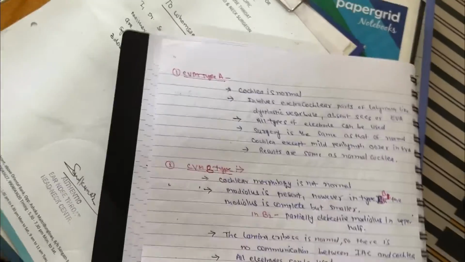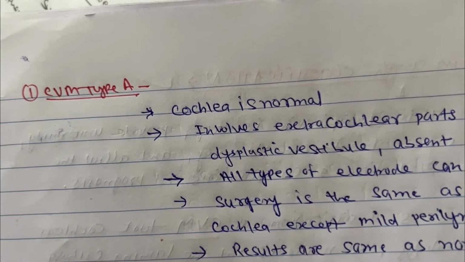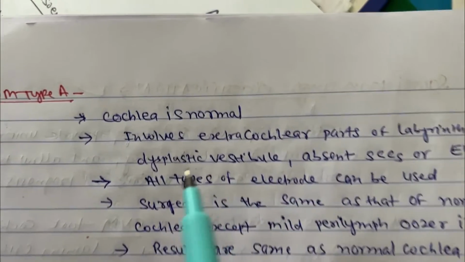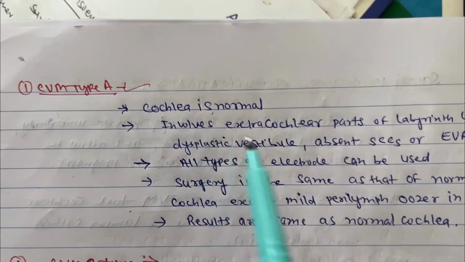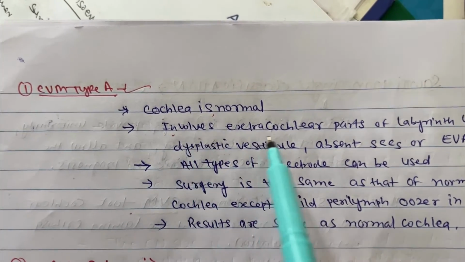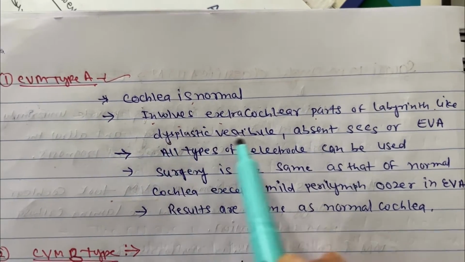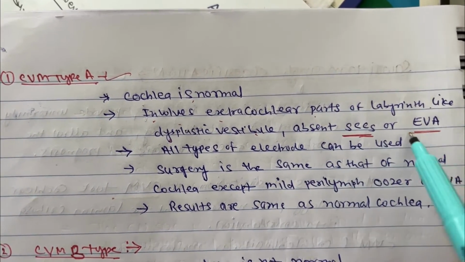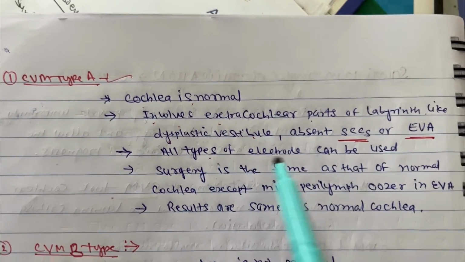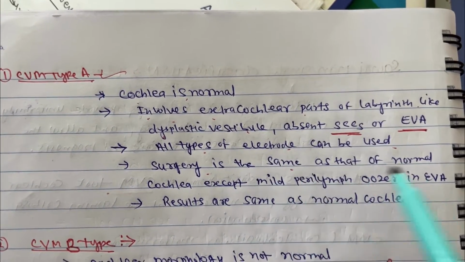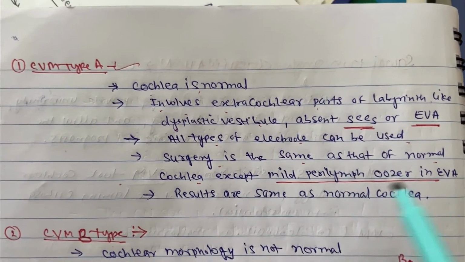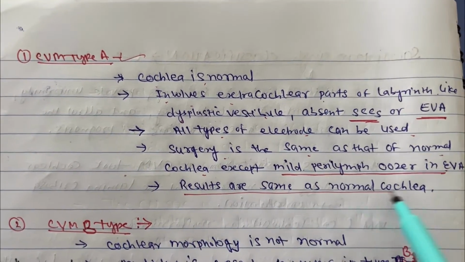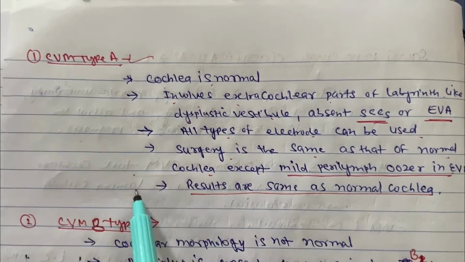Now let us come to them one by one. In cochleovestibular malformation type 1, you can say type A, in which there is a normal cochlea, it involves the extracochlear part of the labyrinth like dysplastic vestibule, absent semicircular canal or enlarged vestibular aqueduct. All types of electrode can be used. Surgery is the same as that of a normal cochlea, except mild perilymph oozing is seen in enlarged vestibular aqueduct. Results are the same as normal cochlear implantation.